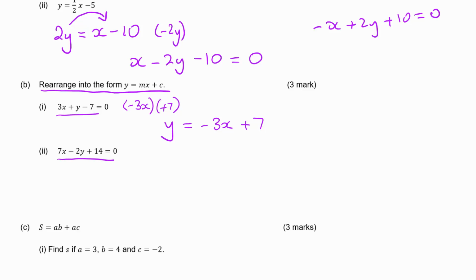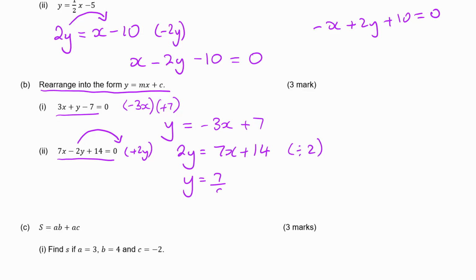This one's a tiny bit more difficult. Let's start off by moving the 2y to the other side. So basically we'd be adding 2y to both sides of this equation. So I'll then have 2y is equal to 7x plus 14. Now it has to be y equals, so what we're going to do next is divide both sides by 2. So y is going to be 7 over 2 x plus 7.